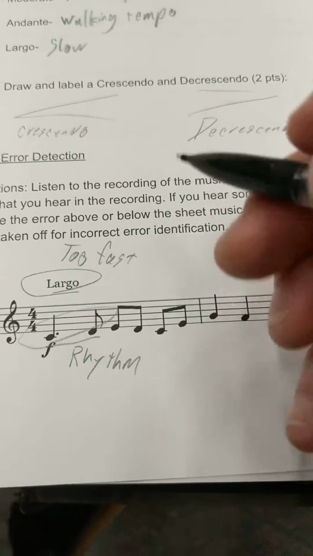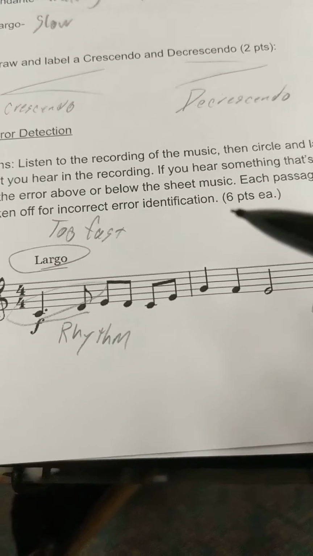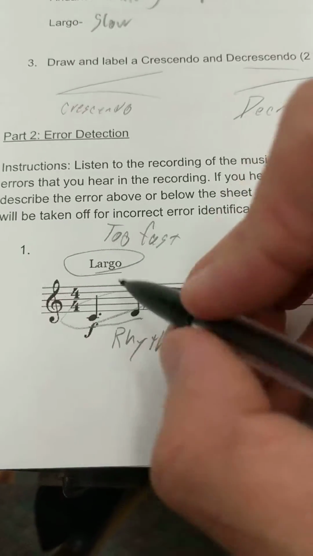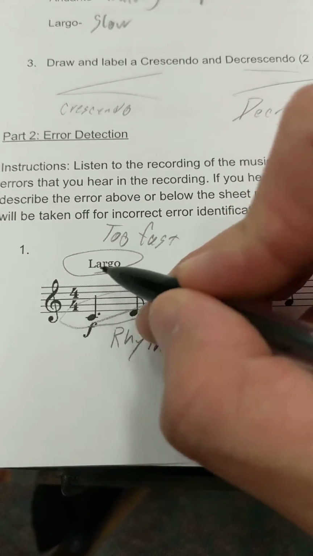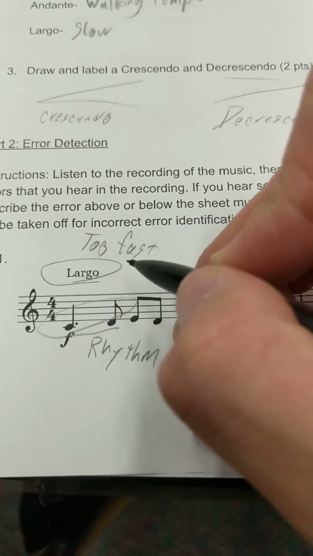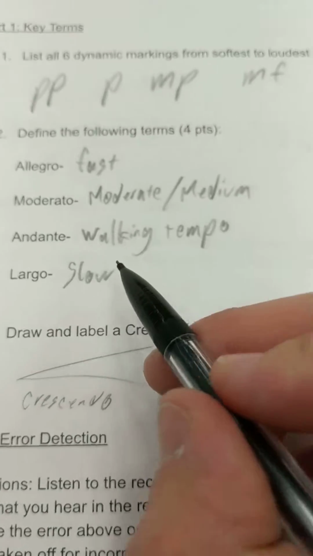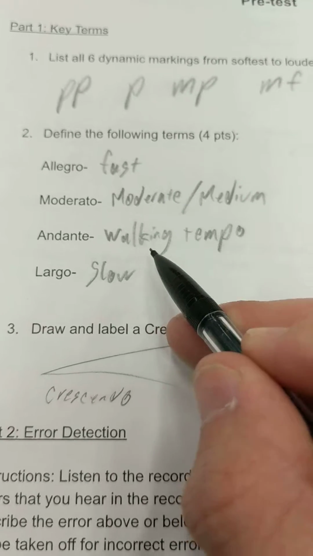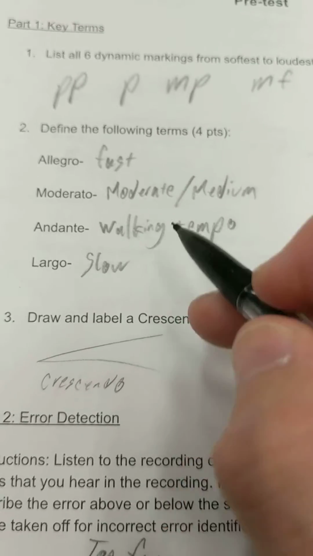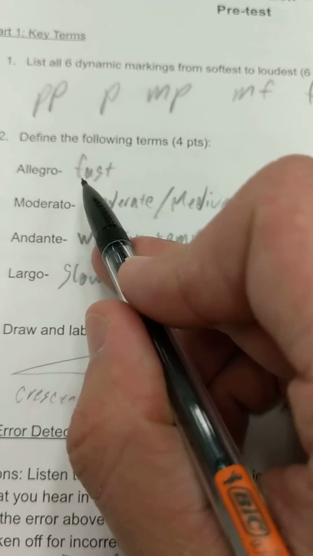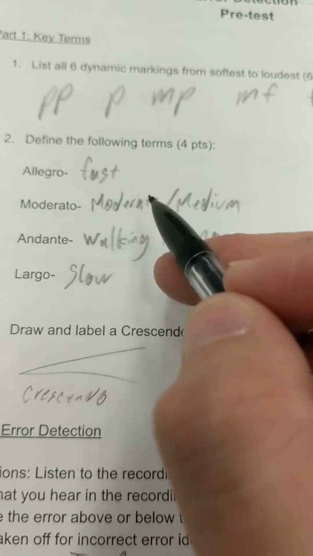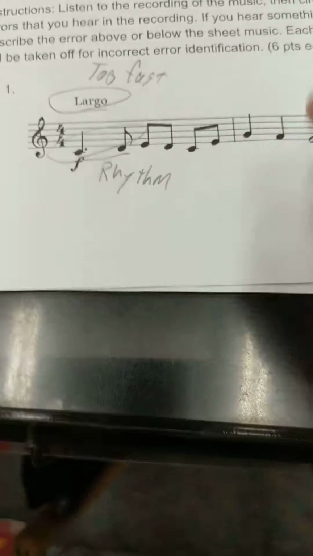The next thing that might be wrong would be the tempo marking, like this. If it's wrong, I want you to circle that tempo marking and either write too fast or too slow, depending on which one you think it is. If it's one of the slower ones, like andante or largo, if there's an error, it's probably going to be too fast. If it's one of the faster ones, maybe allegro or moderato, if it's wrong, it's probably going to be too slow.